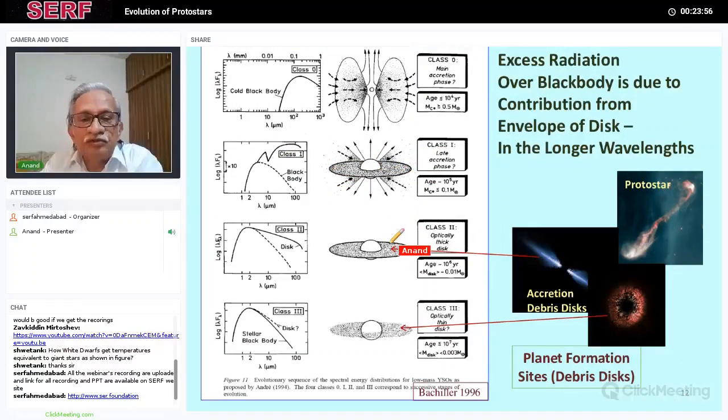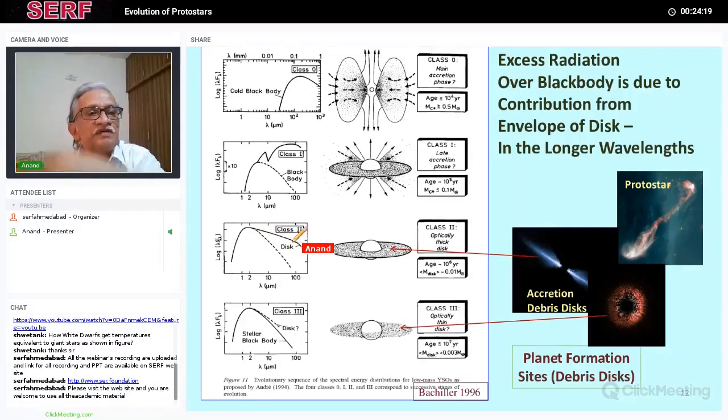Now come to the class 2 type. Slowly the accretion is coming to an end. There is a disk still left here. The spectral energy distribution itself is now coming down. This is the black body, and this is the excess radiation due to the dust. Excess radiation due to the dust is now coming down, as you can see, as the star is evolving into a main sequence or a zero-age main sequence star.